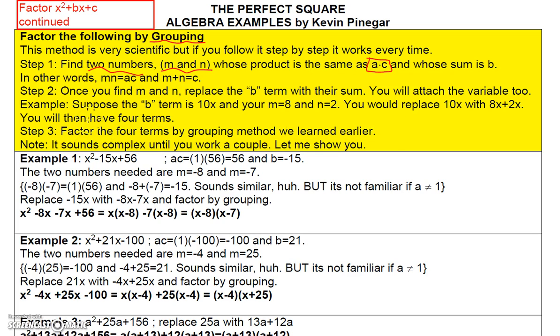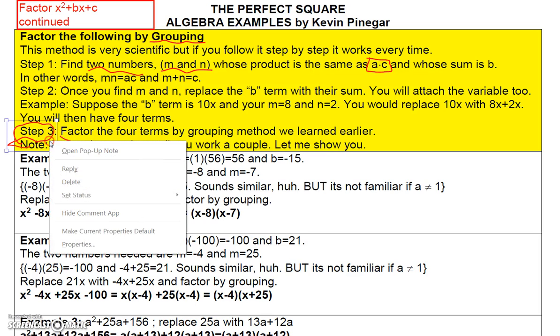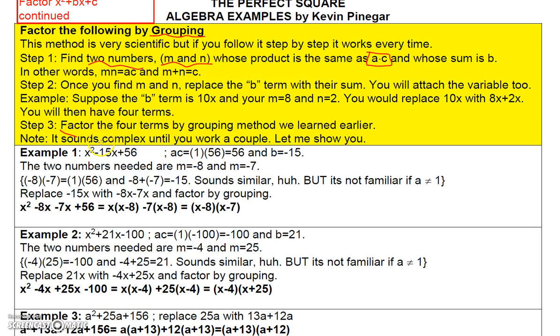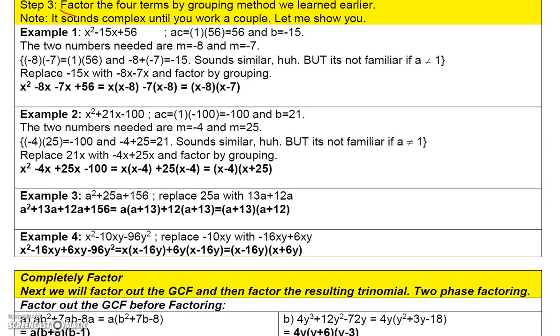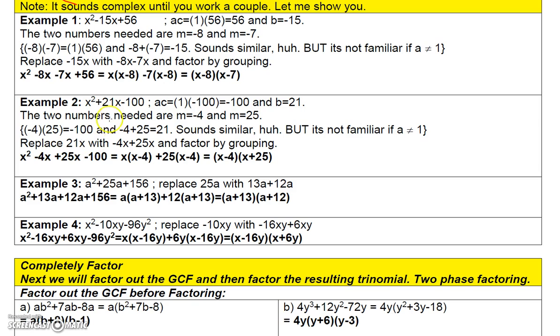And then once we have 4 terms, we can factor by the grouping method, as we learned earlier. It might sound complex at first, but it's really not that big of a deal. It's not that hard, especially on these. And some of this will sound familiar from the trial and error method on these particular problems. So let me just show you how to do this.